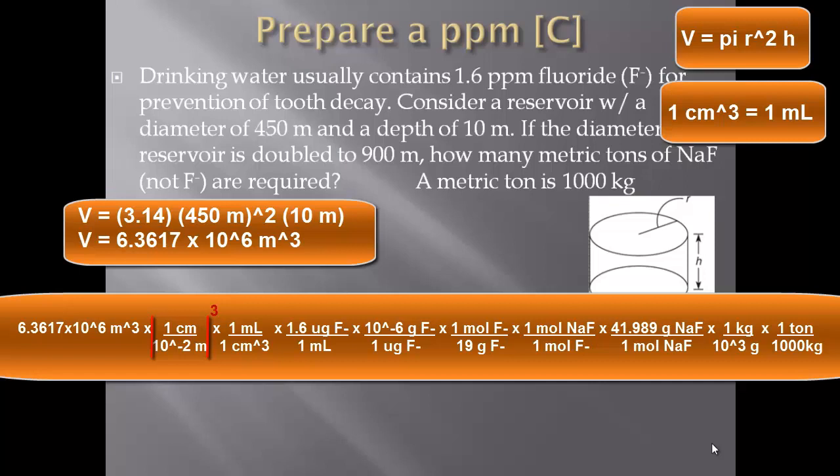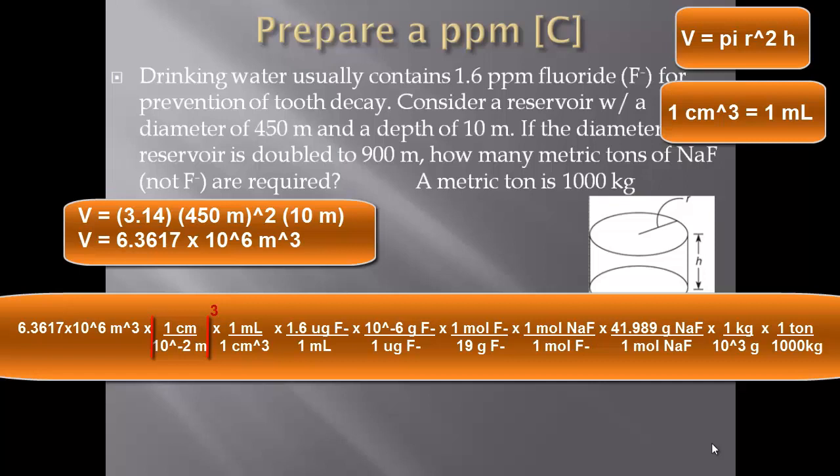Okay, here comes the tricky part because they tell you it's how many metric tons of NaF, not F minus, not fluoride. The concentration that they're giving you is for fluoride, not for NaF. And now you're in grams of fluoride, you've got to go ahead and change that to grams of NaF. How do you do that? The only way to do that is through moles. So you know that in 1 mole of fluoride, there's 19 grams of fluoride. So now you're in moles of fluoride. You convert that to moles of NaF. In 1 mole of fluoride, there's 1 mole of NaF. Or another way to read that is in 1 mole of NaF, there's 1 mole of fluoride.